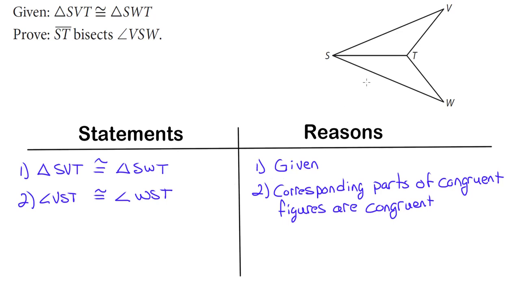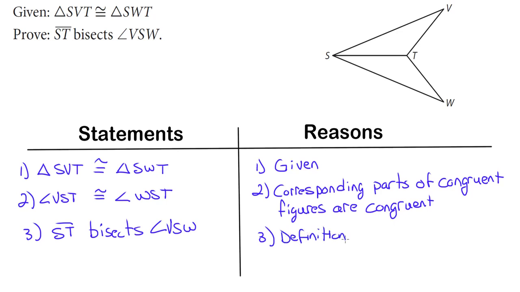And knowing that, we can now prove that line segment ST bisects angle VSW. And the reason for that is because that is the definition of an angle bisector. All right, so now you should understand and be able to apply the concept that corresponding parts of congruent figures are congruent.